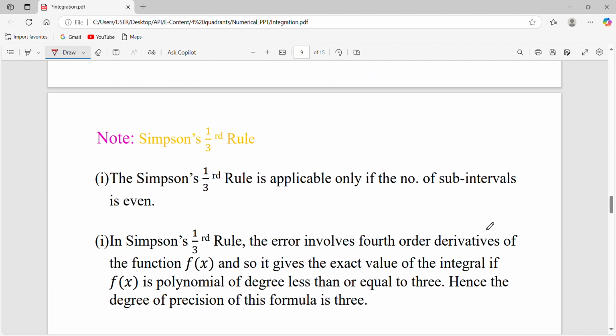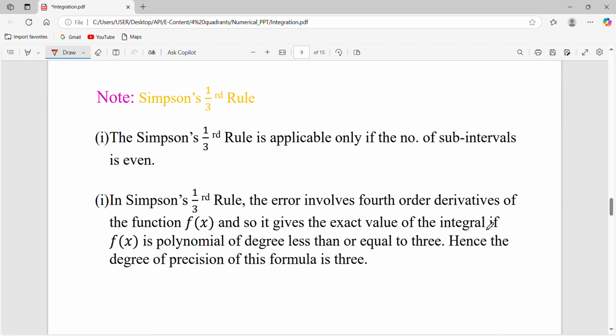Next is notes. Simpson's one-third rule is applicable when the number of subintervals is even. This is the difference between the trapezoidal rule and Simpson's one-third rule. The trapezoidal rule can be applied for two cases, even or odd, but Simpson's one-third rule is only applied for an even number of subintervals.